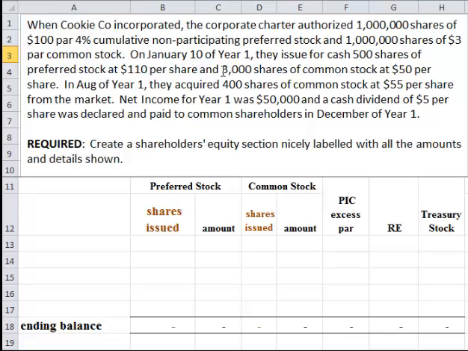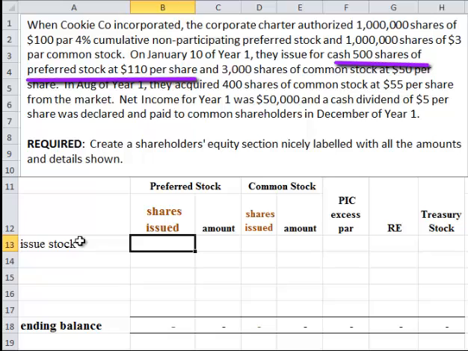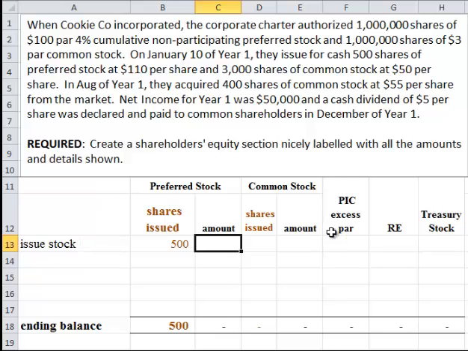Okay, now we're going to have some transactions. January 10th, they issued 500 shares of preferred at $110. Okay, so let's issue stock. I have a column here for shares issued and the dollar amount. Now, I can only put par in the preferred stock account. The rest I have to flop over into the paid in capital in excess of par. And you can have a paid in capital in excess of par account that goes just with preferred and one that just goes with common, and that's fine. Or you can have a single one that takes the flop over from either class of stock.